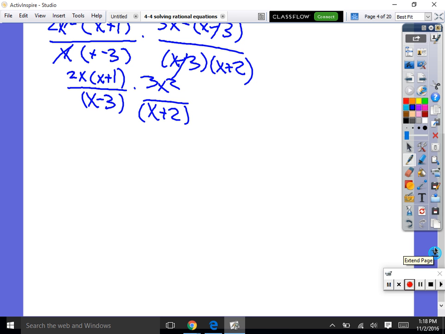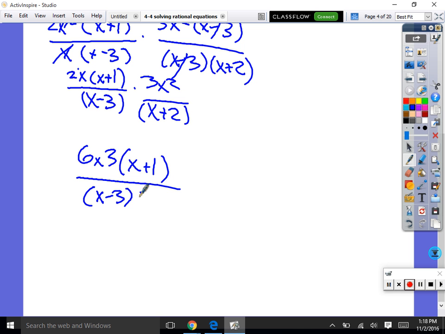And so what I did was I multiplied these two together. So that was 6x cubed for me times x plus 1. Then I multiplied these, so that would just be x minus 3 times x plus 2.